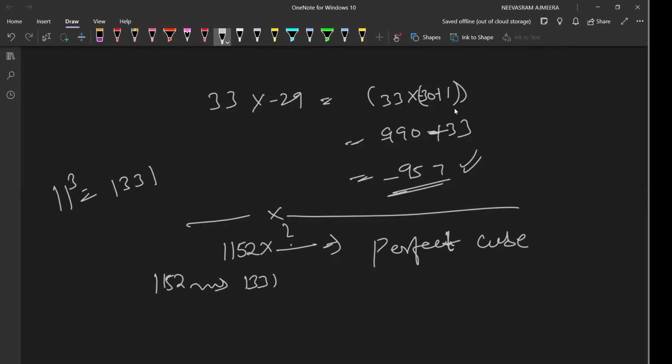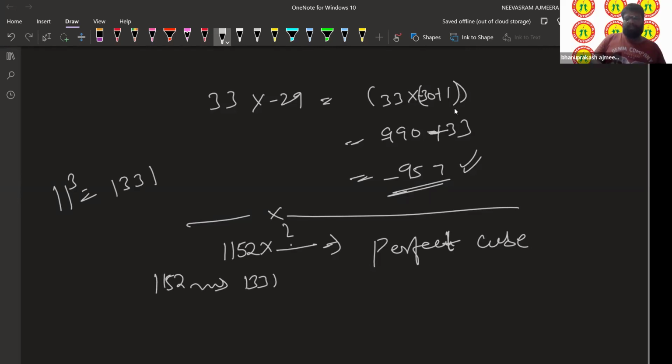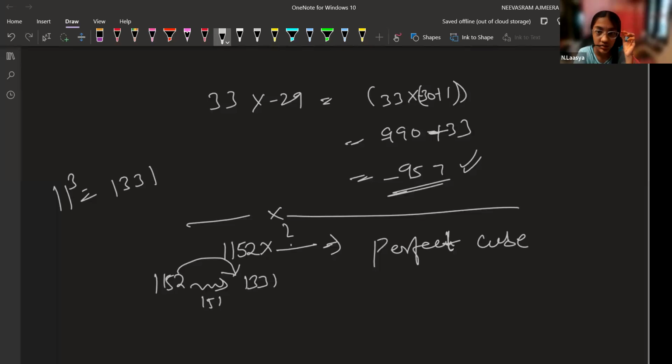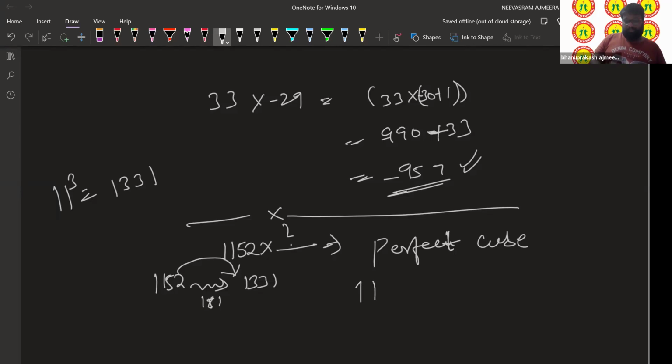So 1152 is nearer to 1331, right? What is the difference we are getting? Some 151, right? 151 or 161? So 181. Okay, 181. So now I am checking which number should be multiplied to this so that I can get the perfect cube.